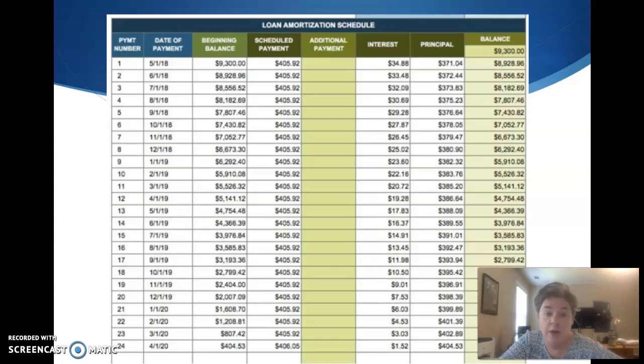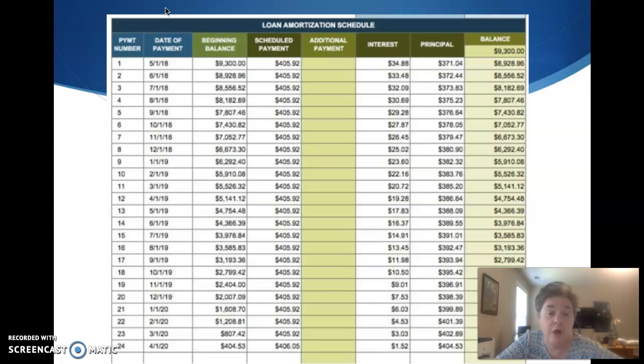One of the things to note on this, and I know it's a little fuzzy, I apologize for that, but the first payment is made on a $9,300 loan. And that first payment, let me see if I can get my cursor to work. That's part of the other problem. That first payment, I want you to see, pays $34.88 in interest and $371.04 in principal. Okay, so that's a lot of principal. $34 in interest isn't too bad, but the total payment is $405.92 in that fourth column from the left.